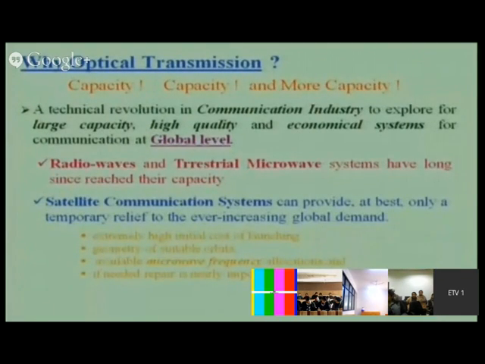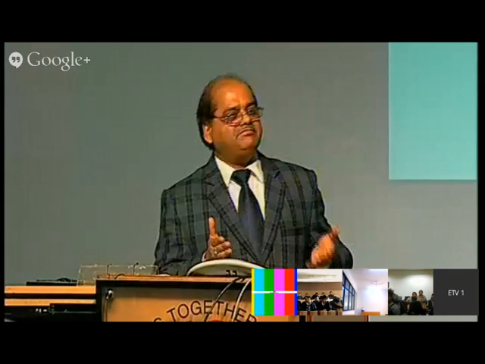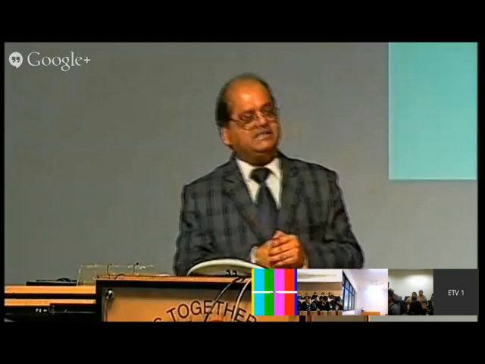The geometry of a suitable orbit: the satellite has to be put in a certain orbit in space. You must have learned from the newspaper or media that there is a lot of traffic in space also. A number of satellites have been launched. So it's an international affair. One has to go to the international agency for providing a suitable orbit, and one has to pay for that also. So again, it adds to the cost.